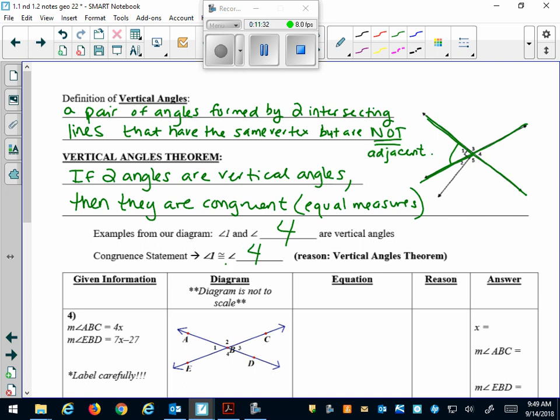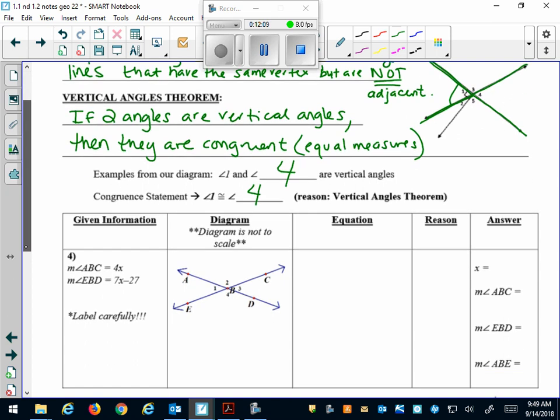You guys recognize that symbol as a congruent symbol? You've seen that before? Yes or no? Yes? So equal sign with a little squiggle over it, that's a congruent sign. 1 is congruent to 4. If we have that as a statement, our reason would be the vertical angles theorem, because the theorem is what says they're congruent.